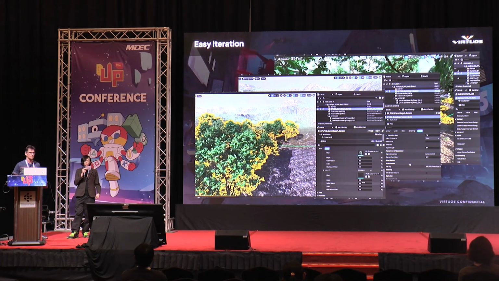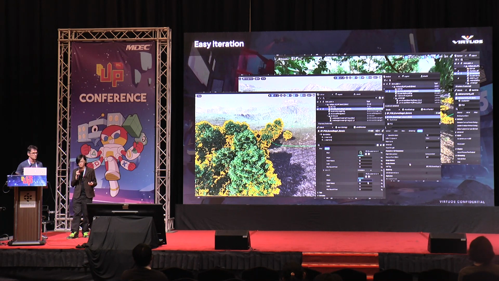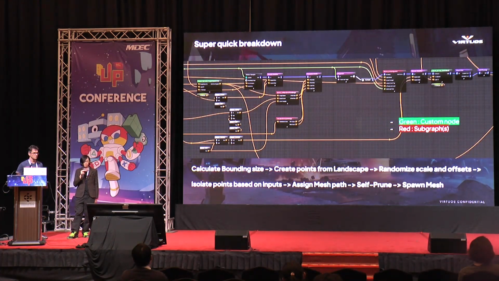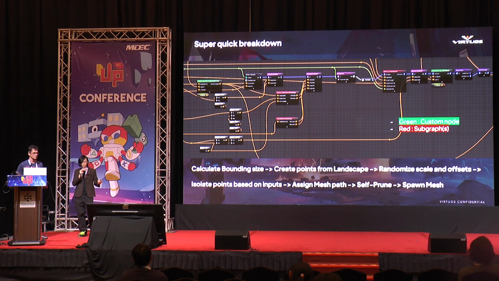Now allow me to do a really quick and simple breakdown of the actual PCG graph. So this is how the PCG graph looks. It basically contains a set of instructions. First, I calculate the bounding box size, roughly, based on the available assets from the inputs. Then I sample points from the landscape with this calculated sizing in mind. Then I do some random scale and offsets as usual. Isolate the points based on layer mask, splines, and so on.